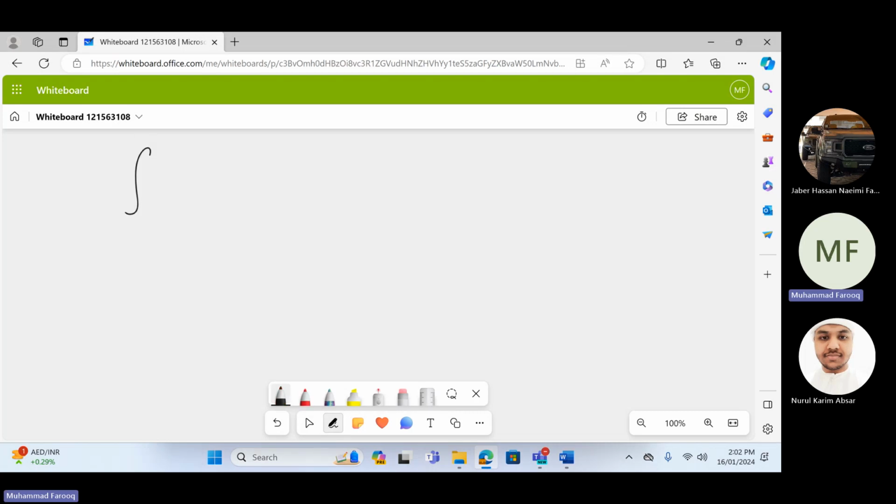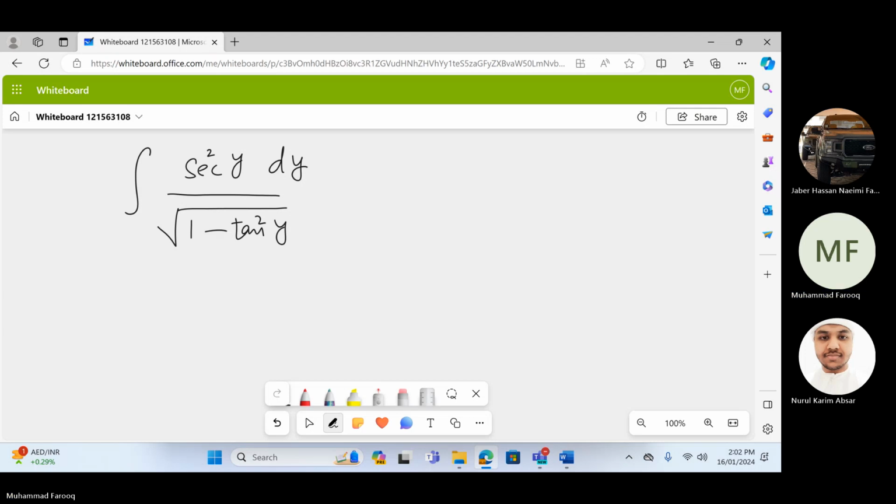Secant square y dy over the square root of 1 minus tan power 2y. Okay. So definitely these things are not very clear. Here we need substitution.